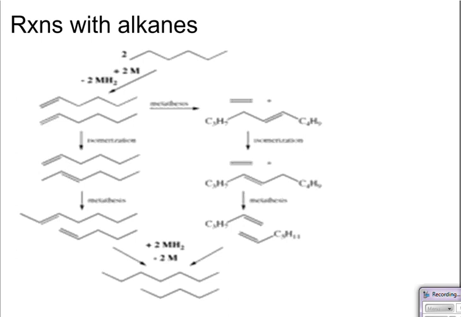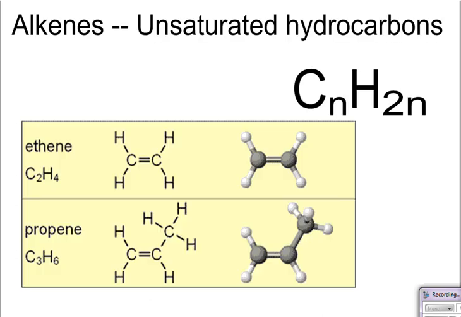Lastly, alkanes can undergo dehydrogenation reactions. Ooh, that was a mouthful. In which a hydrogen atom is removed and the hydrocarbon goes from being saturated, where it has all hydrogens on its carbons, to being unsaturated, meaning it picks up a double or triple bond.